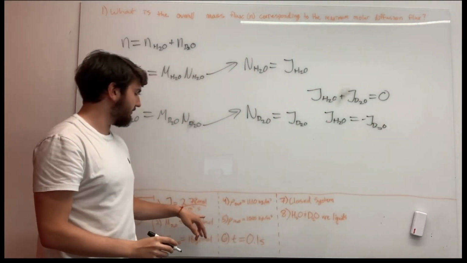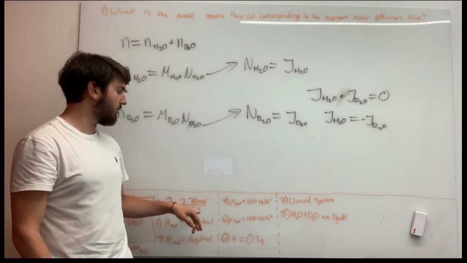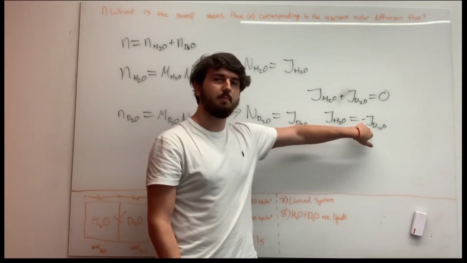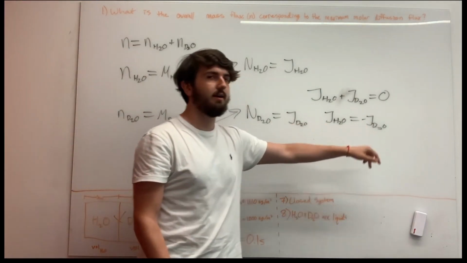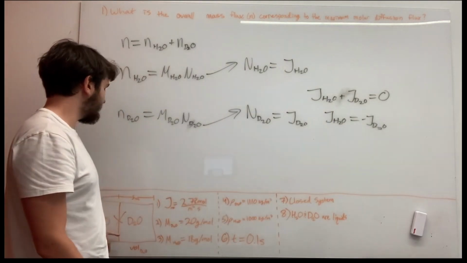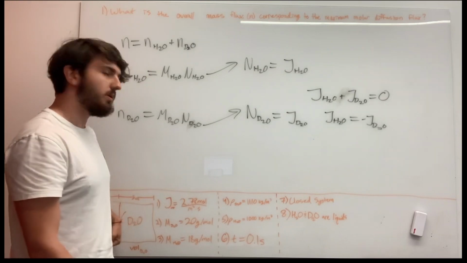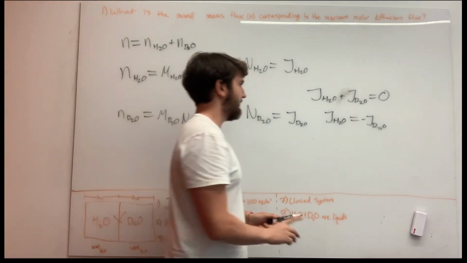Now we have the value of this right here, 2.78 moles over meters squared times second. But we need to know that they are going to be opposite. One's going to be positive and one's going to be negative. We're going to go under the assumption that to the right here, the H2O is going in the positive and the D2O is going in the negative end.